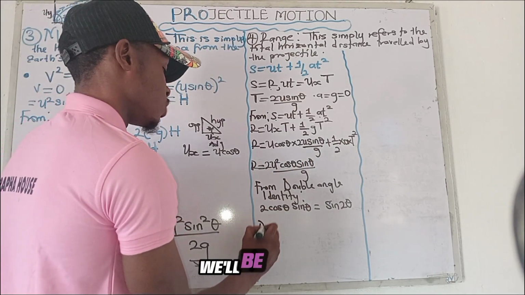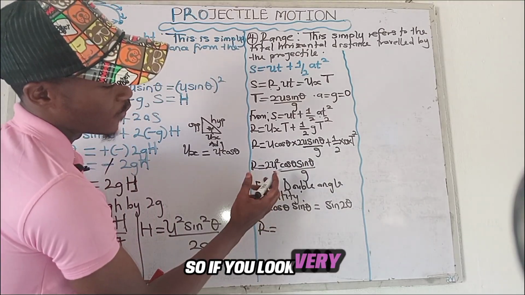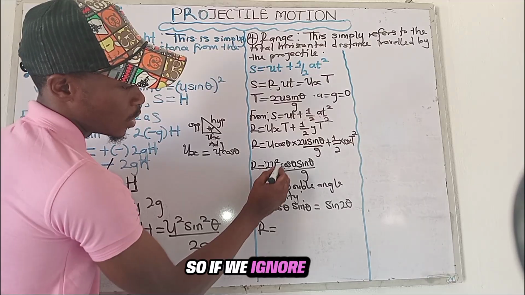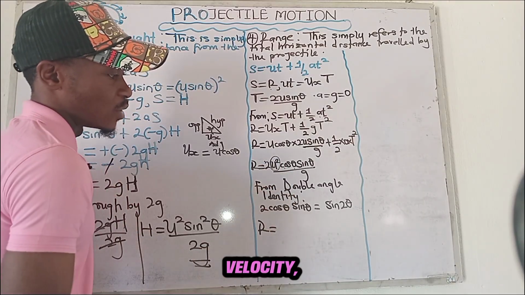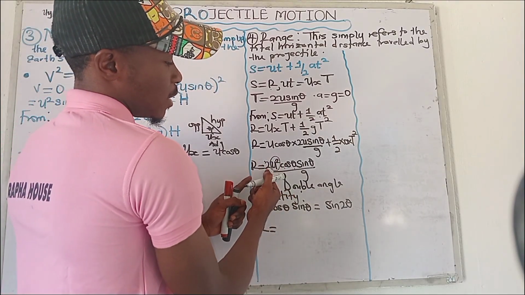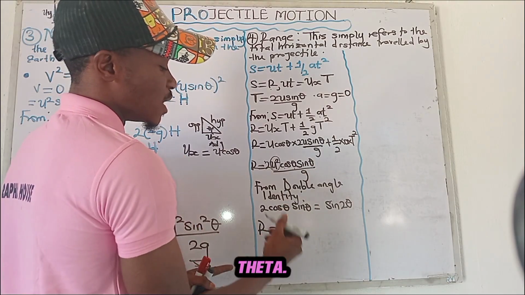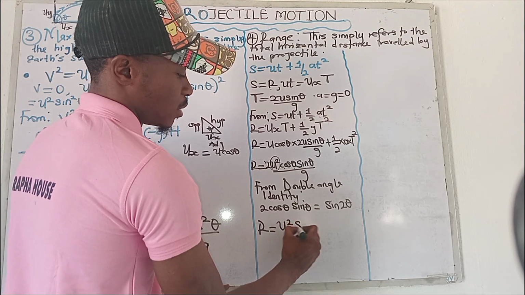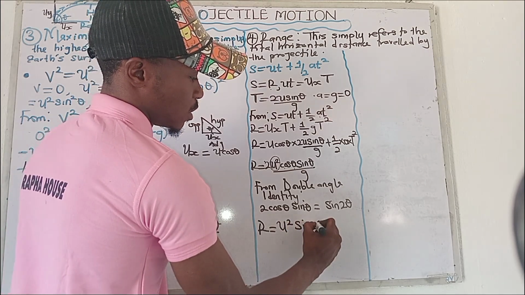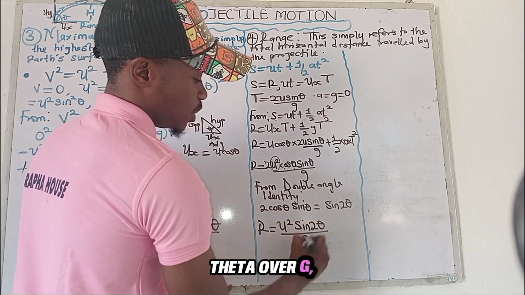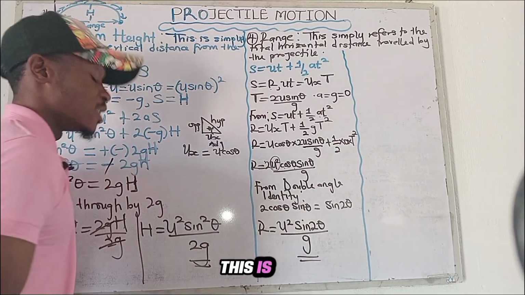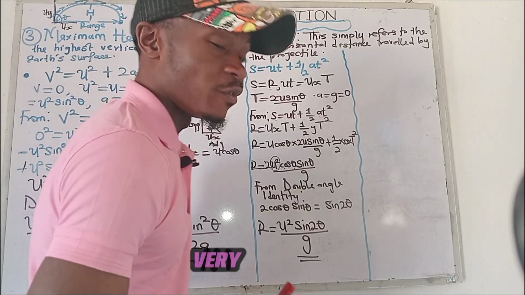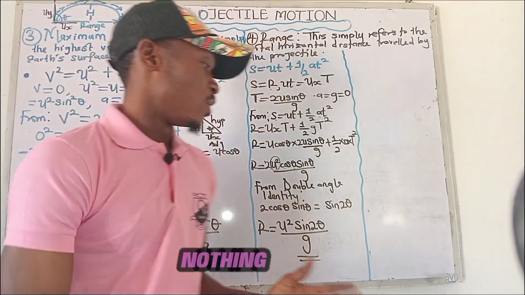When we apply that, we'll be having range R is equals to, if you look very carefully, we have 2 cos theta sine theta. So if we ignore the square of u, which is initial velocity, we can replace 2 cos theta sine theta with sine 2 theta. When we do that, we'll be having range R is equals to u squared sine 2 theta over g, and you're done. This is the formula or the equation for range in projectile motion. Very easy, very straightforward, nothing difficult about it.